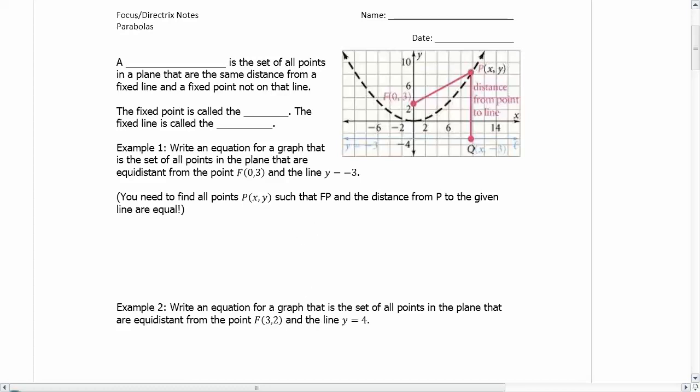So starting off, we're going to start with a new definition of a parabola. Before, you know that a parabola is something that follows the form y equals ax squared plus bx plus c. Okay, that's nothing new. But what we learned for this one is that a parabola is the set of all points in a plane that are the same distance from a fixed line and a fixed point not on that line. The fixed point is called the focus, and the fixed line is called the directrix.